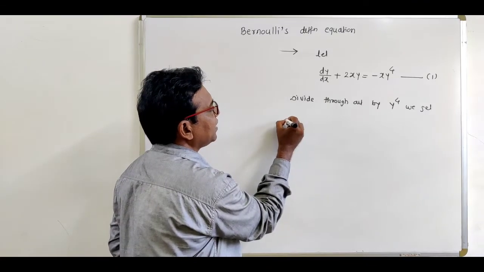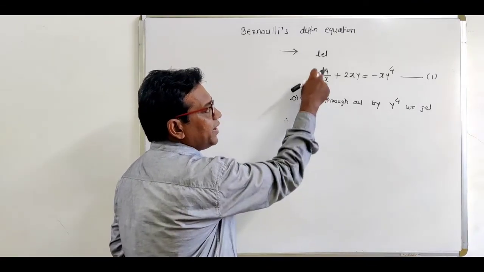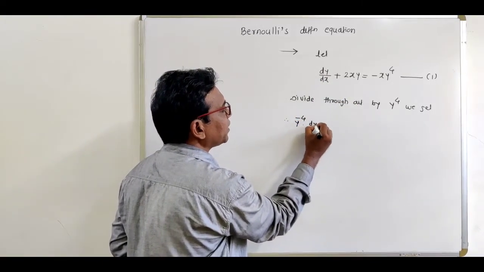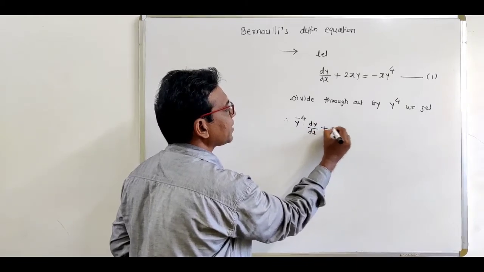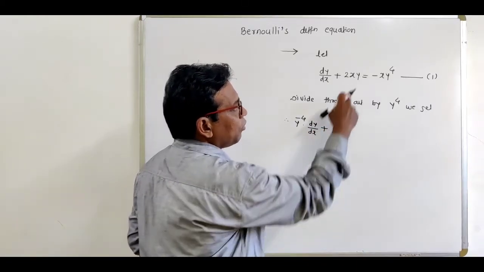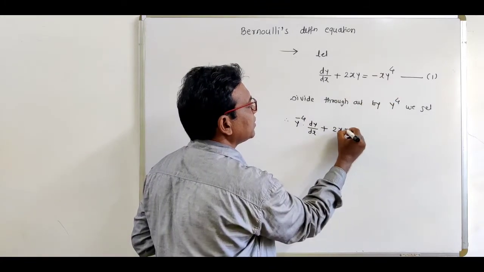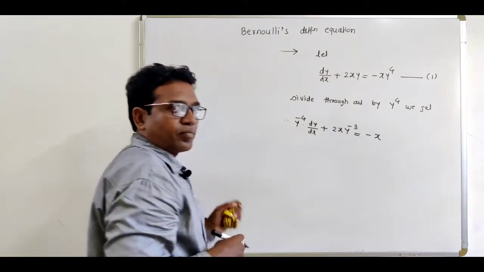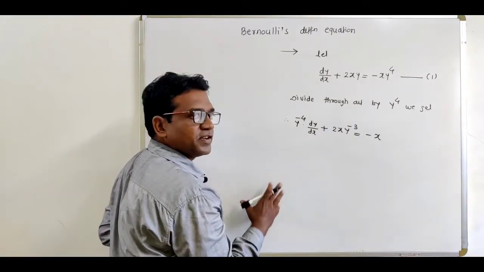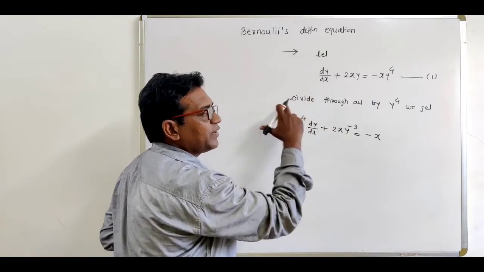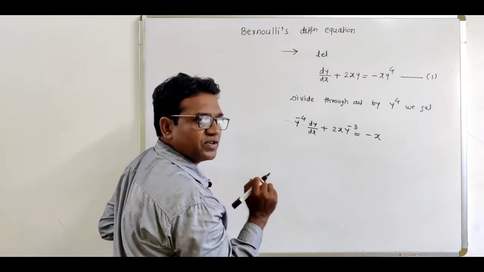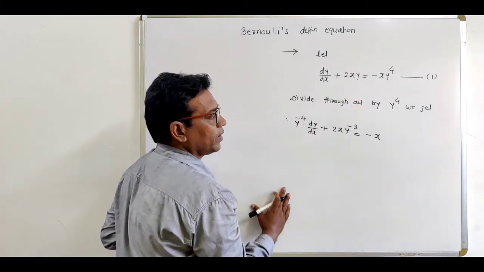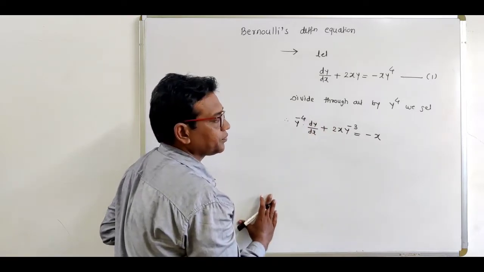Now if we divide this first term by y raised to 4, then we get y raised to minus 4 into dy by dx plus 2xy divided by y raised to 4, so we get y raised to minus 3, is equal to minus x. So this is our first step. What is the first step? If the given differential equation is a Bernoulli's differential equation, then divide throughout by the term of y. So this is our equation.